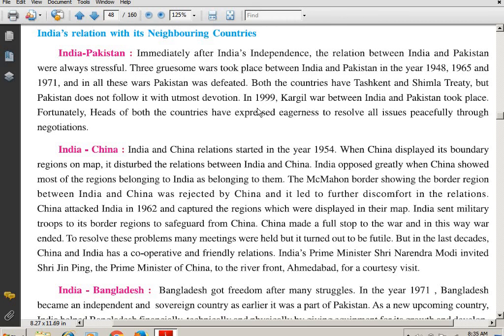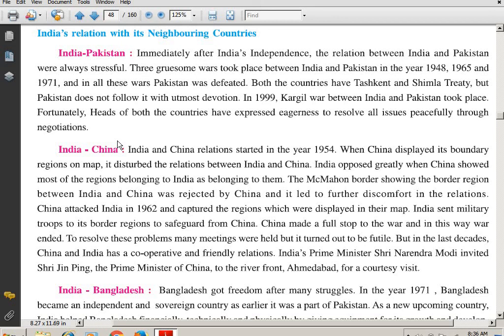Fortunately, heads of both the countries have expressed eagerness to resolve all issues peacefully through negotiations. So what happened, students? When the Kargil war took place in 1999, the heads of the countries, Pakistan and India, the Prime Ministers and all those people involved, came together and negotiated, saying that both the countries would like to have peace and not to fight. So that was the relationship of India and Pakistan till today.